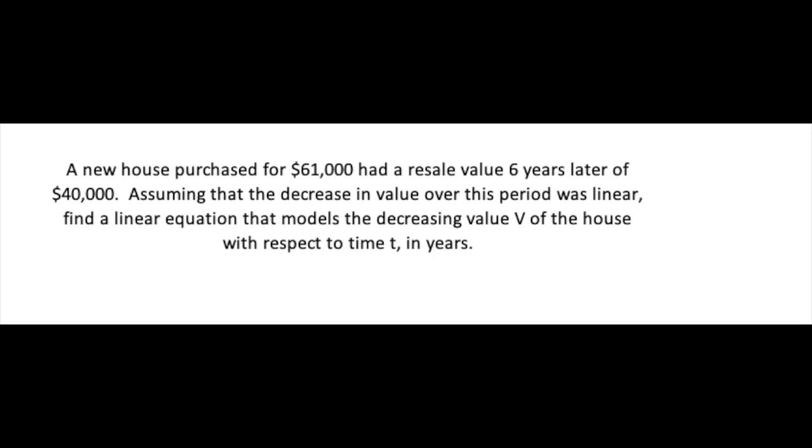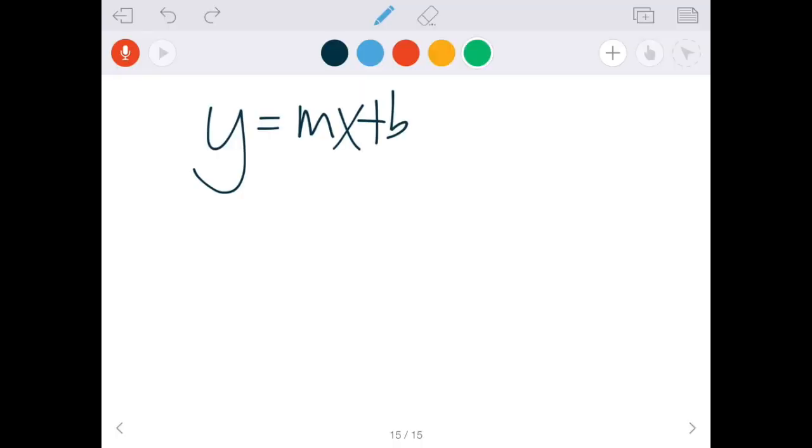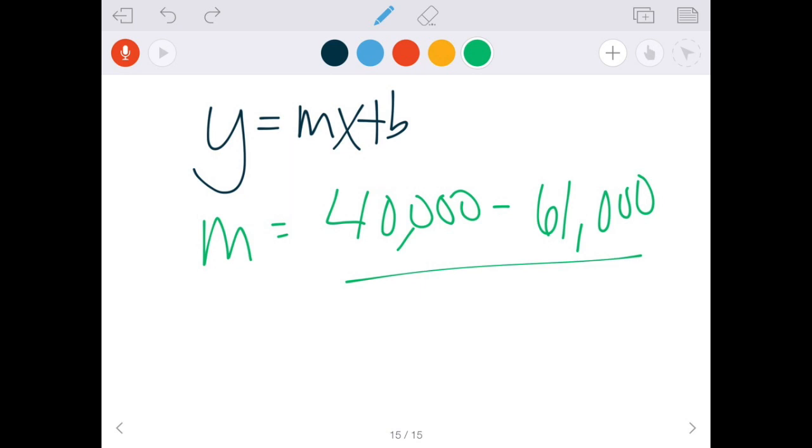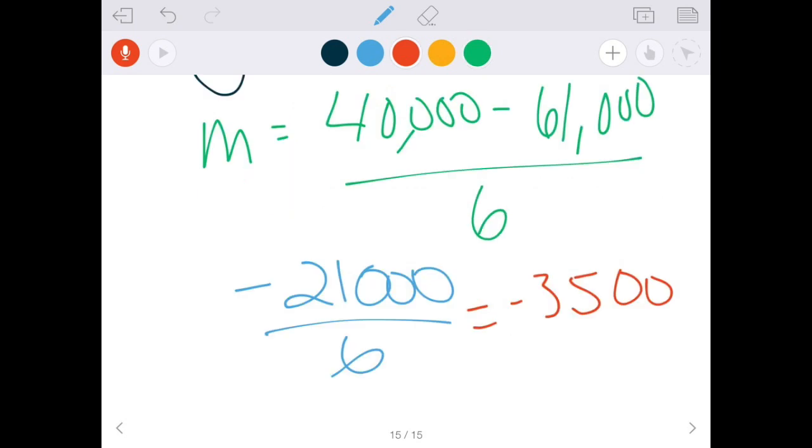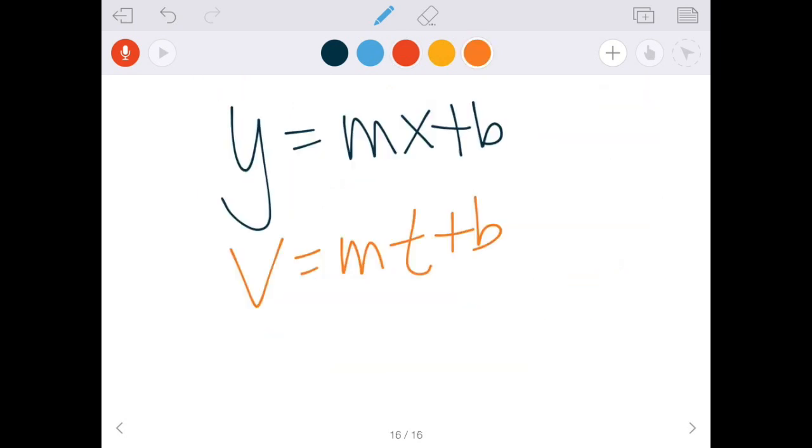Here we're going to do a bunch of random college algebra example questions. This first one is writing a linear equation. So we're going to find the slope. So we're going to do the change in price over the change in time. And then we use the variables they give us instead of y and x.